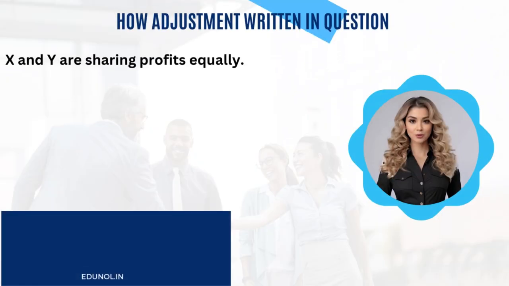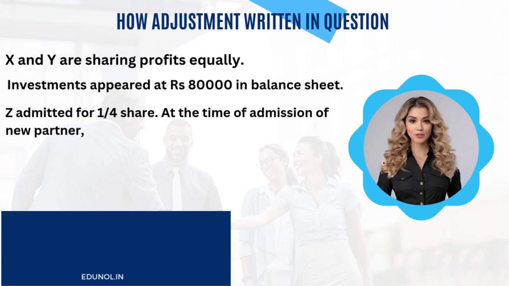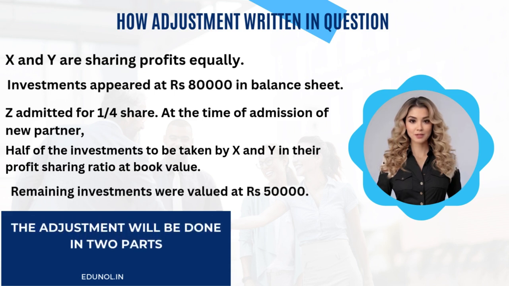Let's imagine we have two partners, X and Y, who are currently sharing profits equally. The firm has some investments in the balance sheet, worth 80,000 rupees in total. Now, a new partner, Z, wants to join the partnership and is going to get a 1/4 share of the profits. When Z joins, X and Y decide they want to take over half of the existing investments at their current book value. This means they will withdraw those investments, and such investments will no longer be part of the firm. The remaining investments will stay in the firm, but those will be revalued.